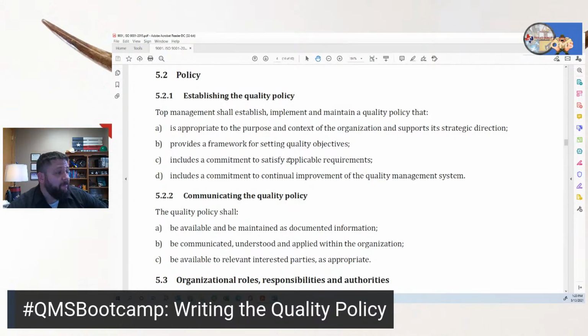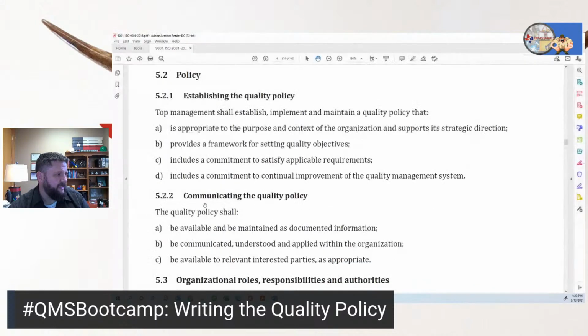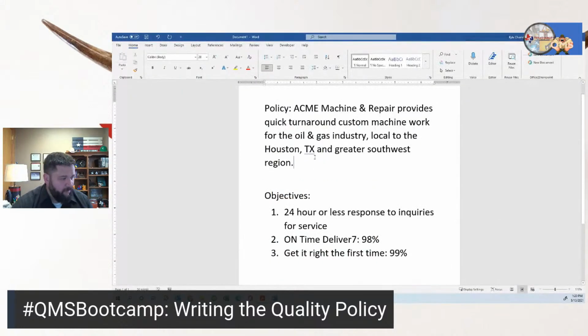So it includes a commitment to satisfy applicable requirements. Okay, so how are we going to word that? Well, let's take a look at the next line here. These two often go together. Includes a commitment to continually improve the quality management system. All right, so we'll say here, ACME Machine and Repair. Let's see, this is where we want to talk a little bit about our values.